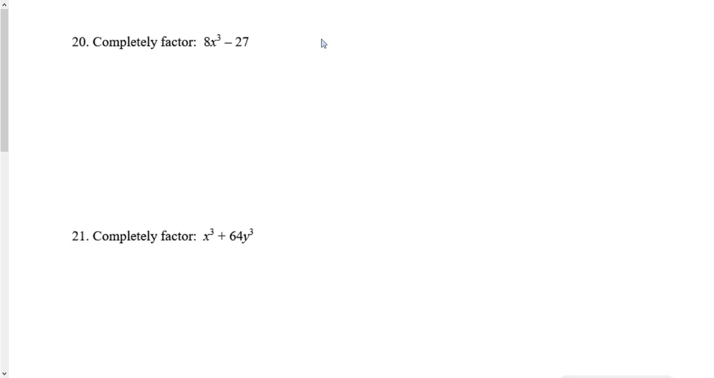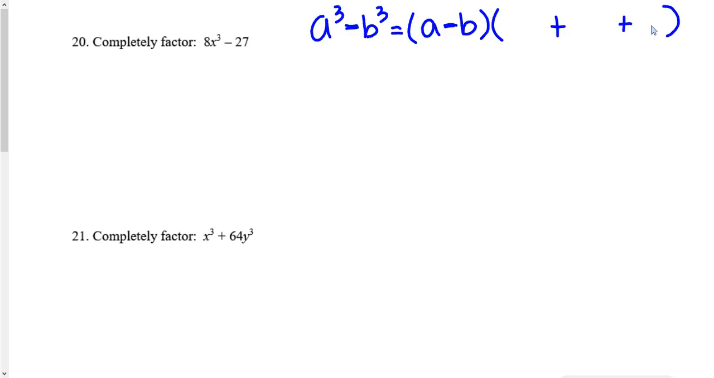So I need to know my formula for cubes. A cubed minus b cubed. The first factor is a minus b. This has the same sign as the original problem. And then in my second factor, I'm going to have the opposite sign, and the last sign is always positive. And as far as the terms in there, I square the first thing, so that's a squared. I multiply them together, so that's ab. And then I square the second thing, so that's b squared.